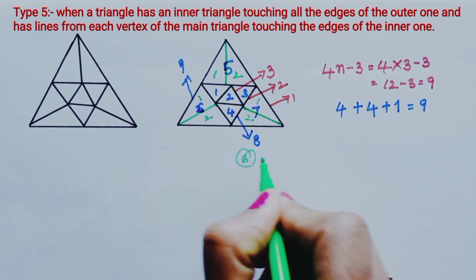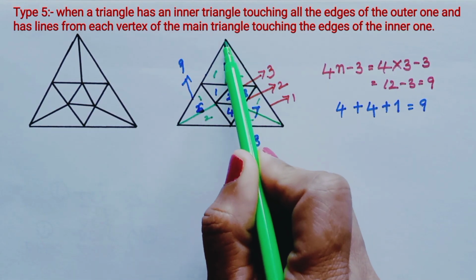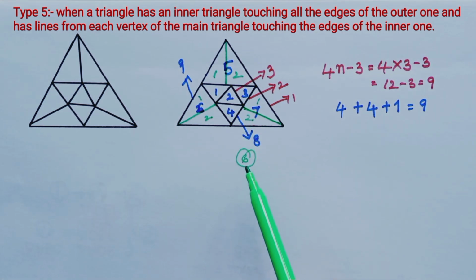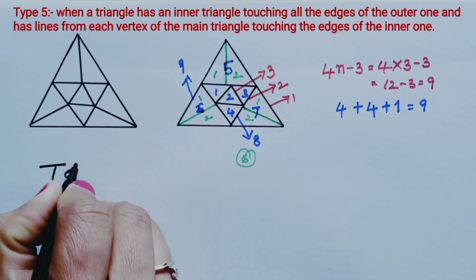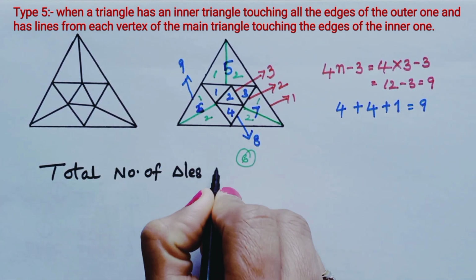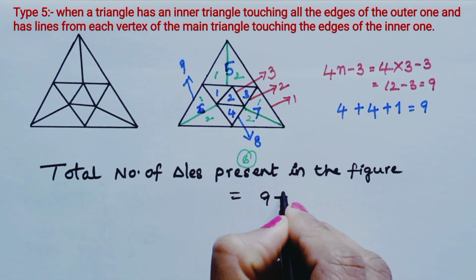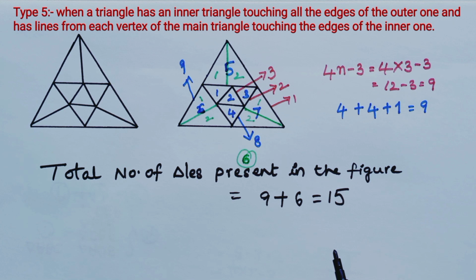There are 6 triangles. So if we consider the lines coming from each vertex of the main triangle, we can see there are 6 more hidden triangles present inside this figure. So the total number of triangles present in the given figure is 9 plus 6, which is equal to how many? 15. There are 15 triangles present inside the figure.